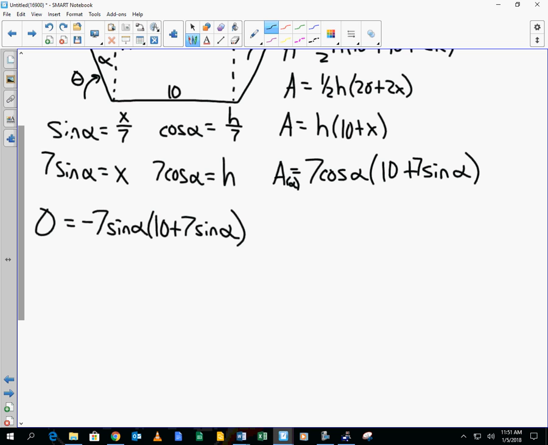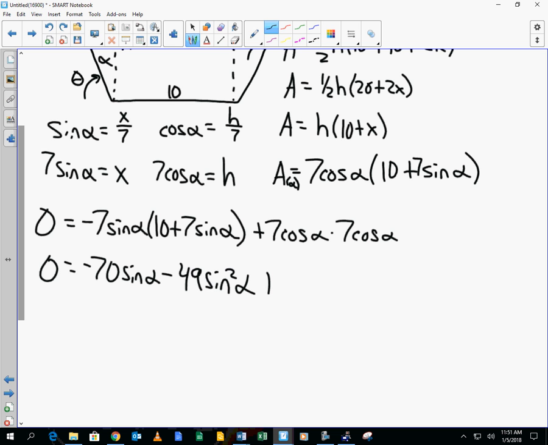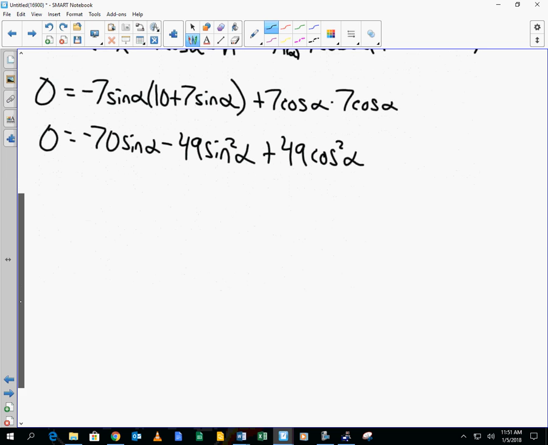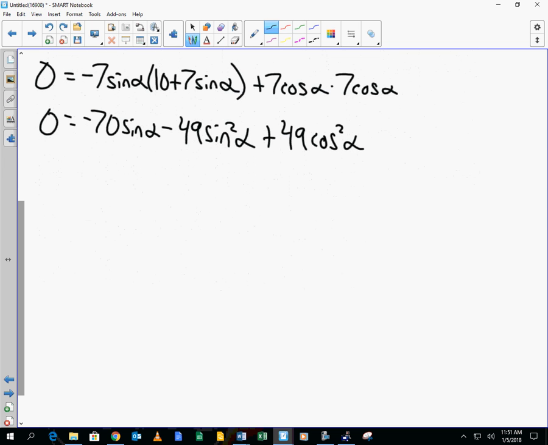Now I need the derivative of 10 plus 7 sine of alpha, 7 cosine of alpha, times 7 cosine of alpha. And we get 0 is equal to negative 70 sine of alpha minus 49 sine squared of alpha plus 49 cosine squared of alpha. We're pretty close to finishing this off. I don't know about you guys, but last year when I did trigonometry with you, I had a tough time solving trigonometric equations that had both sine and cosine in them.